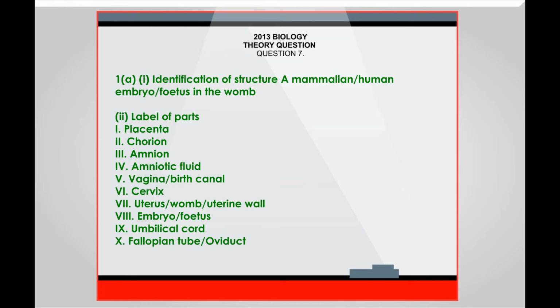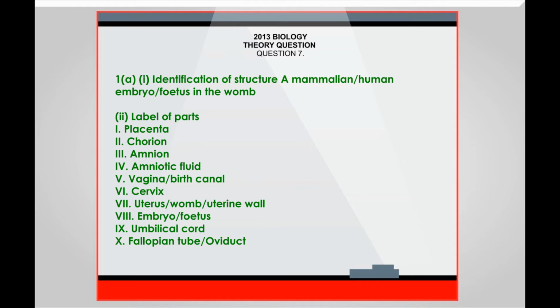Answers to question number 7AI. Identification of structure is a mammalian/human embryo, fetus in the womb. 7AII. Label of parts. I. Placenta. II. Chorion. III. Amnion. IV. Amniotic fluid. V. Vagina/birth canal. VI. Cervix. VII. Uterus/womb/uterine wall.